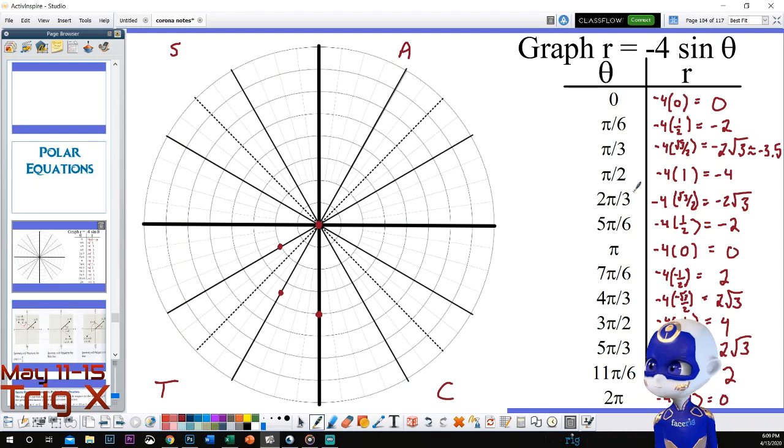Okay, next we have 2 pi over 3. That's this line right here, and my value was -2 square root of 3, which is -3.5. There's 1, 2, 3.5, but I have to flop to the other side to 3.5.